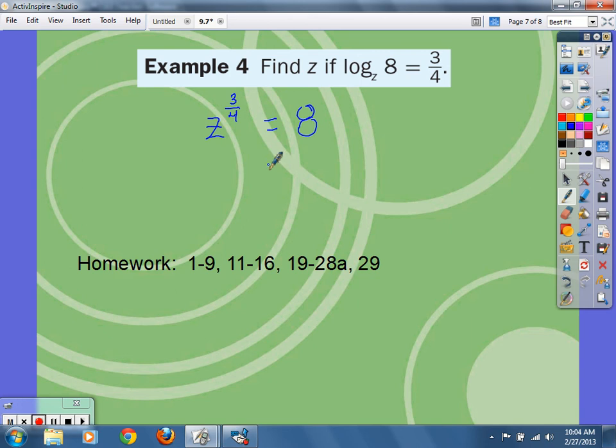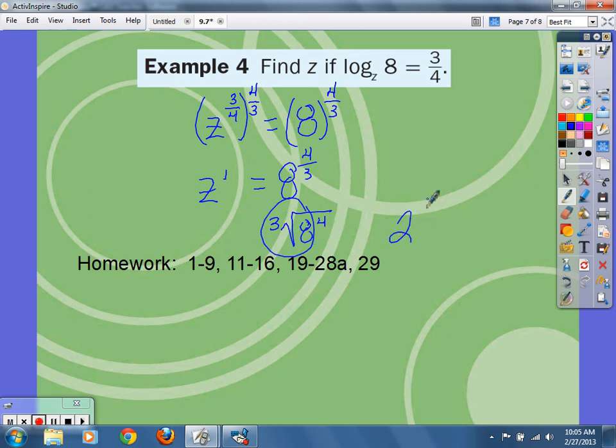We want to get z by itself, so I need z to be to the first power. How do I get z to the first power? I'm going to take both sides of the equation to the 4/3 power. 8 to the 4/3 is the same thing as the cube root of 8 to the 4th. I'm going to do the cube root of 8 first because that's 2. 2 to the 4th is 2 times 2 is 4, times 2 is 8, times 2 is 16. Z is going to be 16 here. Log base 16 of 8 should equal 3/4. You can check it out in your calculator if you need to.